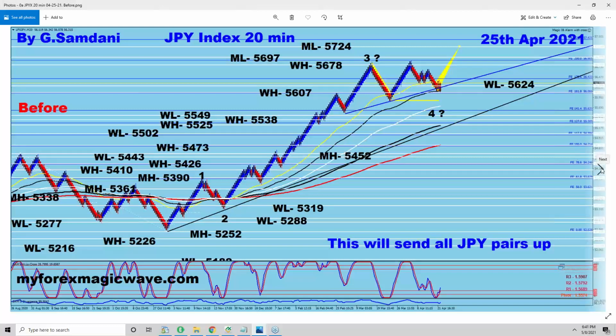So how many long entries did I get last week after the 25th? I was waiting, and then I started to see that, okay, this thing is going up, and all pairs start to slide to the upside. Then it is time to put the alarm on and wait for the setups.